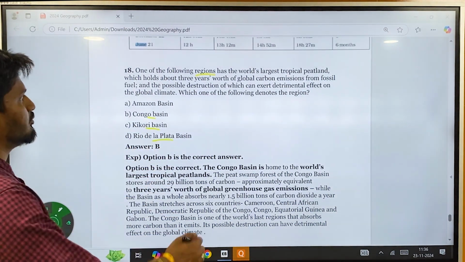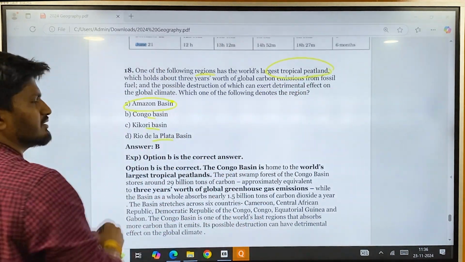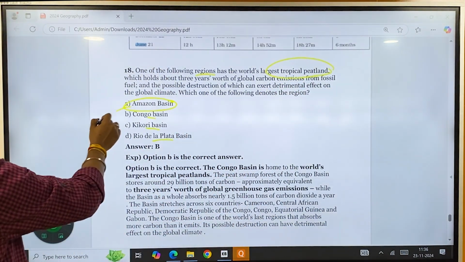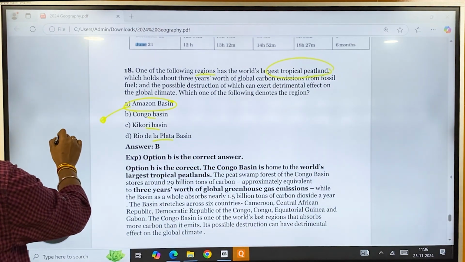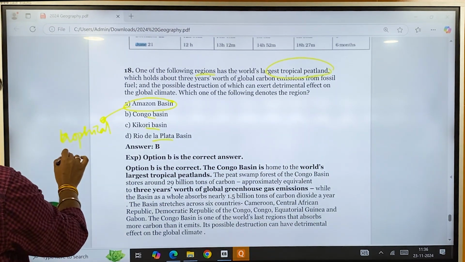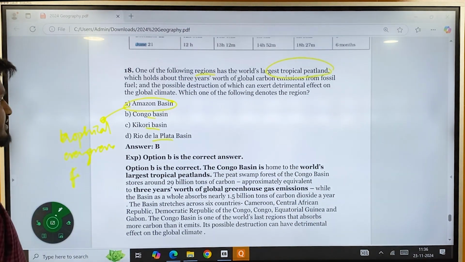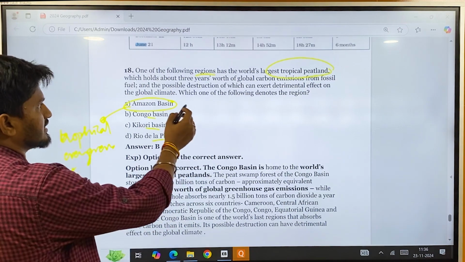So the point you have to focus on is tropical peatland. Is the Amazon basin a tropical peatland? No, it is not a tropical peatland. It is a tropical evergreen forest. Okay, tropical evergreen forest. And then Kikori basin, Rio de Plata basin.